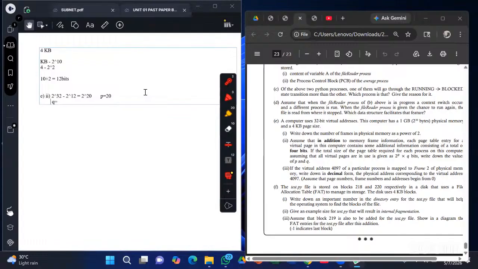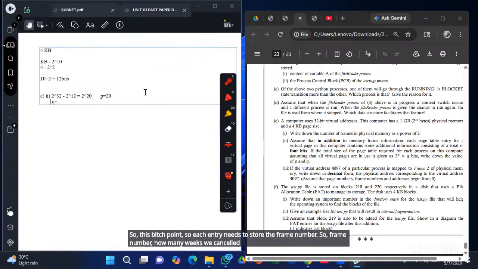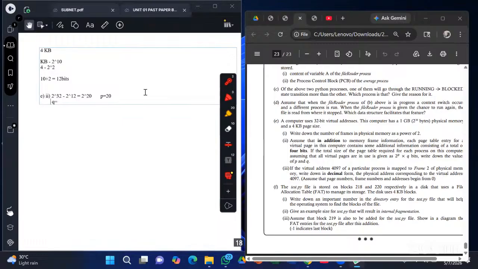So bits per entry. Each entry needs to show the frame number. How many bits did we calculate earlier in Roman number 1? It was 18 bits, 2 to the power 18, isn't it? So each entry needs to show the frame number, which is 18 bits.